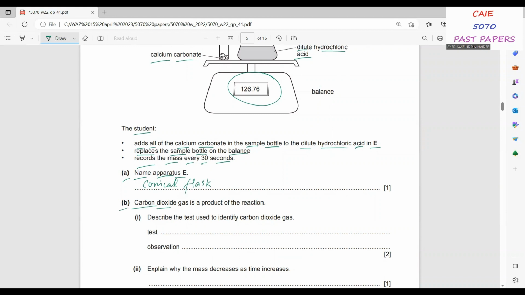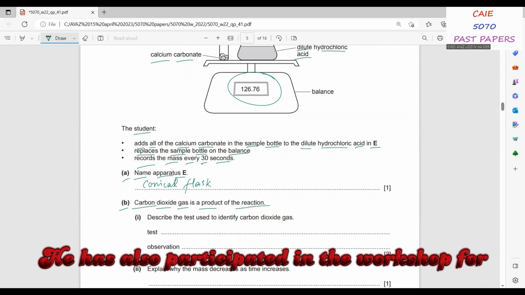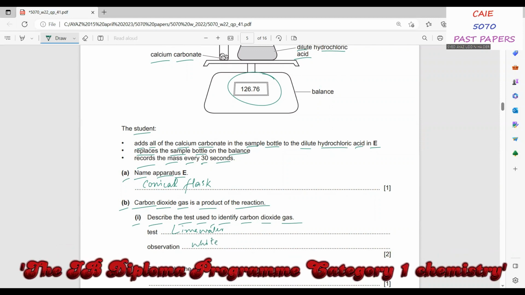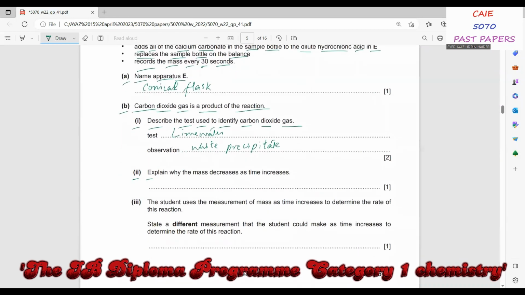B, carbon dioxide gas is a product of the reaction. 1, describe the test used to identify carbon dioxide gas. It's lime water. The observation will be white precipitate. Number 2, explain why the mass decreases as time increases. The gas produced escapes into the air.